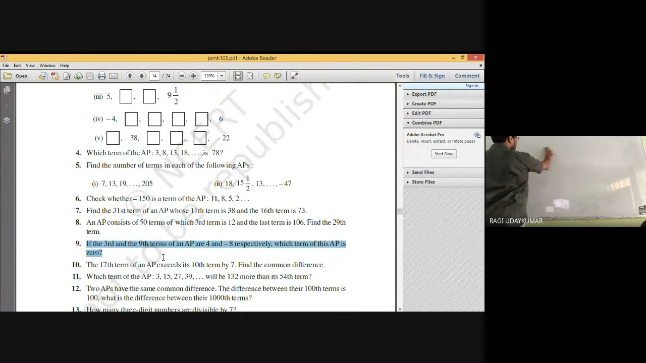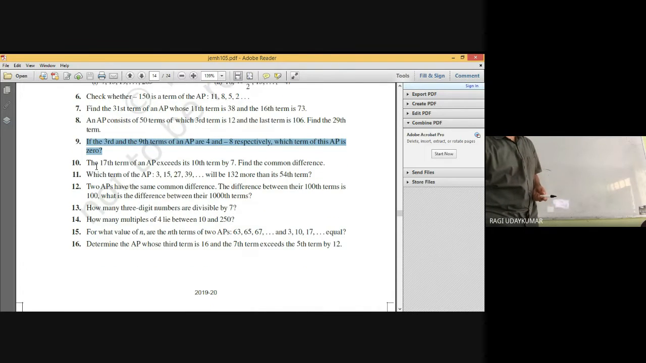After finding A and D, you consider A n is equal to 0. So when you consider A n is equal to 0, which term will become 0, that we are going to get. So it's an easy task for you to do. You can do it. Coming to the next question, the 10th question.